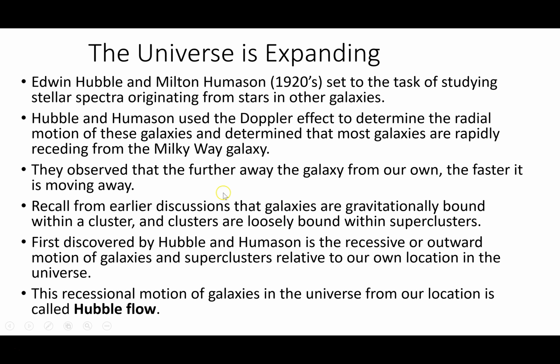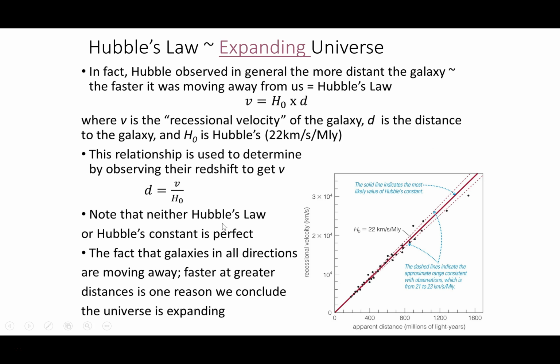Let's see. We call this expansion in general Hubble flow. Maybe that was what I was trying to say here. So Hubble's law then actually says that the farther away the galaxy, the faster its recessional velocity. So that would be Hubble's law in general.